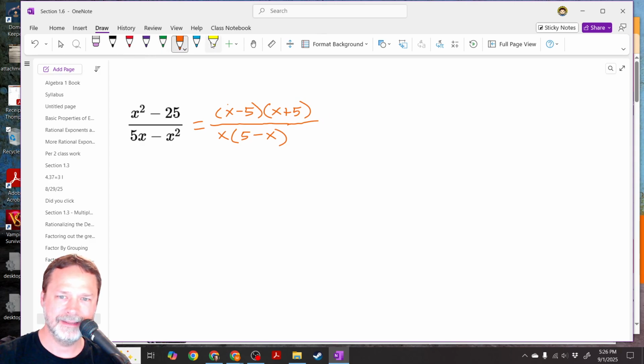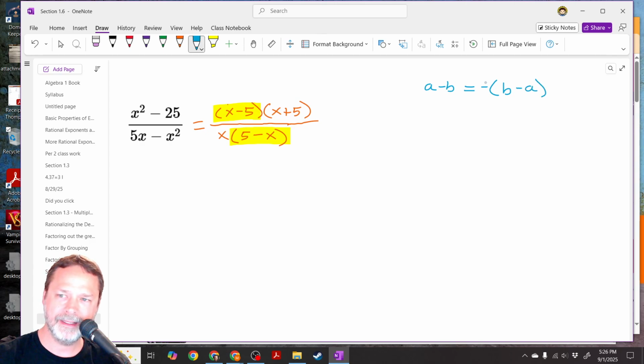Okay, good. I like it. So you'll see here that x minus 5 and 5 minus x, they're so close. So there's a trick. And here's the trick. Test this out: a minus b is the same as negative b minus a.